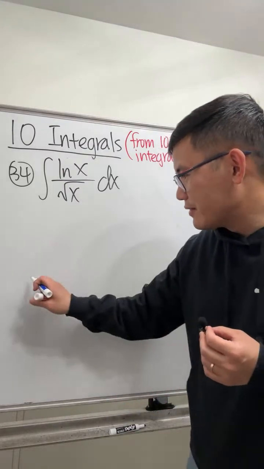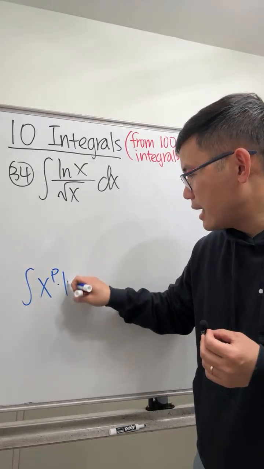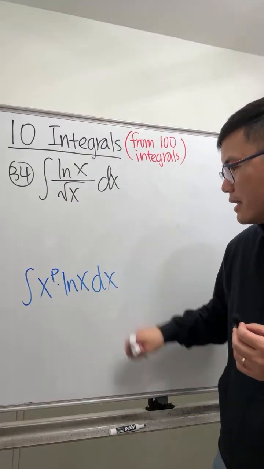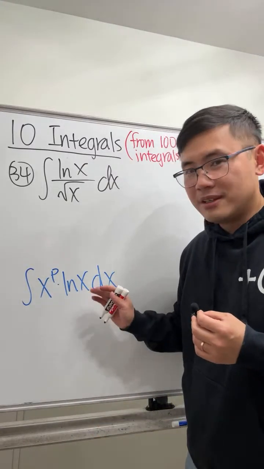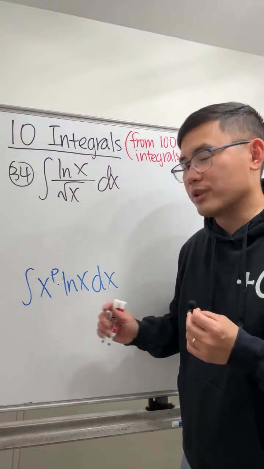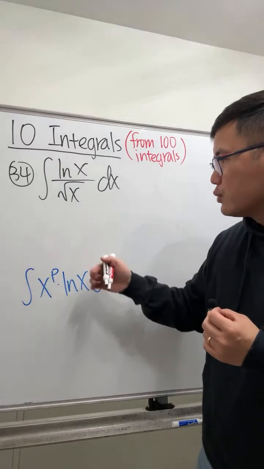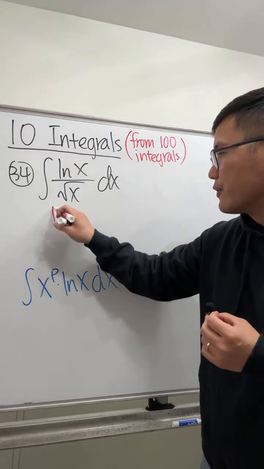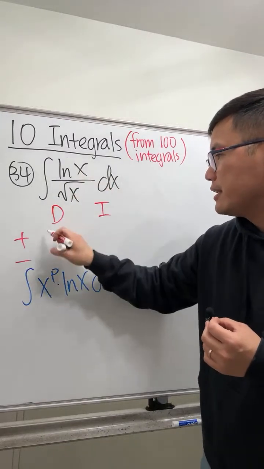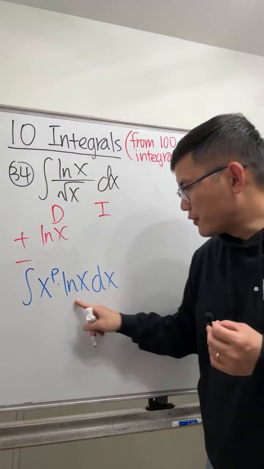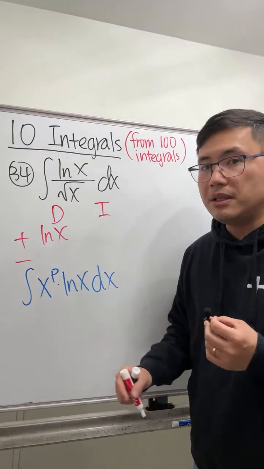Anytime you have the integral of x to some power p times ln x dx, integration by parts, right? Very, very standard, very, very common integral that you have to know for your Calculus 2 class. And for this one, we are going to differentiate and integrate. We'll differentiate ln x, right? You always differentiate the ln x part. And then you integrate x to some power p.